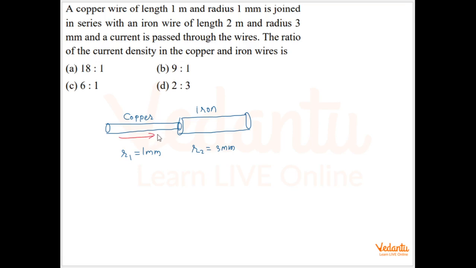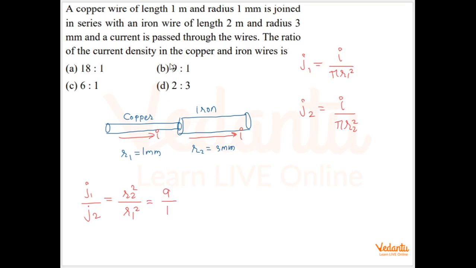So if the current is I through the first wire, then the current will be the same I through the second wire as well. So the current density J1 will be equal to I by pi R1 square, and the current density J2 will be equal to I by area pi R2 square. Current density is current per unit area. Now if I take the ratio, then the ratio of J1 by J2 will be R2 square by R1 square. That will just be 9 by 1. So option B will be the correct answer.